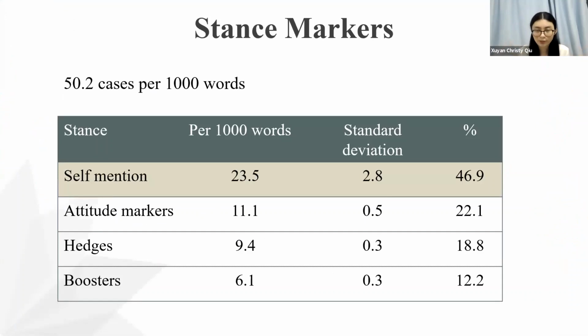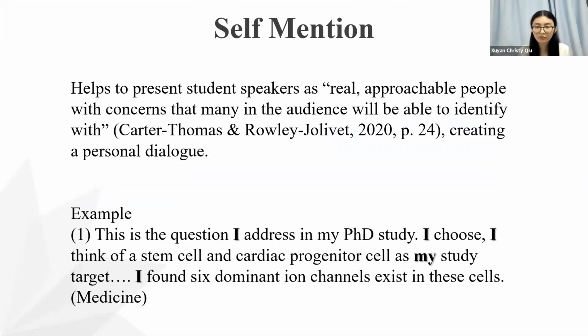In terms of stance markers, on average, there were around 50 cases per 1,000 words in 3MT presentations. And self-mentions are the most frequent markers in 3MT presentations, followed by attitude markers, hedges, and boosters. So this is quite different from what we learned from research writing, right? If we take a further look at the use of self-mentions in context, we find that self-mentions were used to help to present student speakers as real, approachable people with concerns that many in the audience will be able to identify with, creating a personal dialogue.